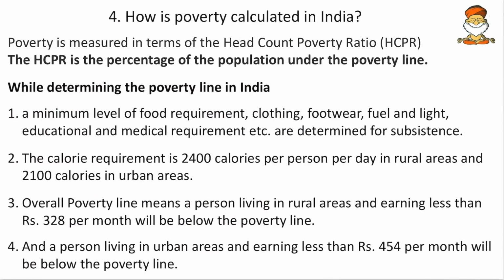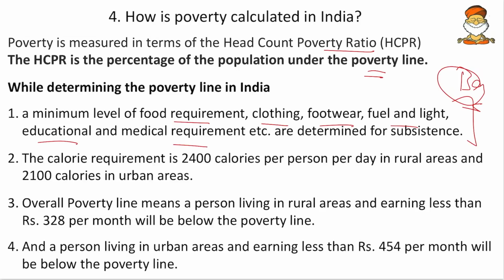Then how is poverty calculated in India? Poverty is measured in terms of the head count poverty ratio. So head count poverty ratio means the percentage of population that is living under poverty. So 21% means out of 1.3 crore, 21% are living under the poverty line. And while determining the poverty line in India, a minimum level of food requirement, clothing, footwear, fuel and light, education, medical requirements, all these come into that basket we discussed.